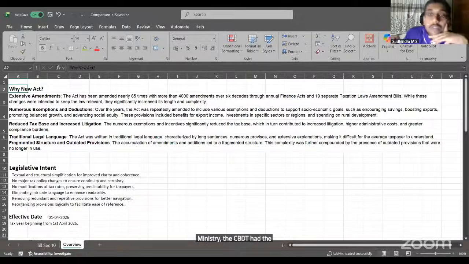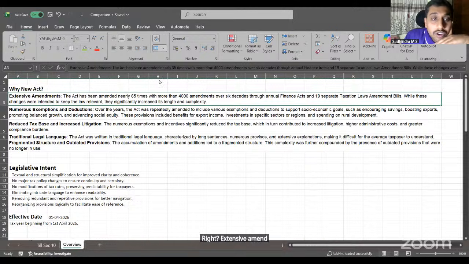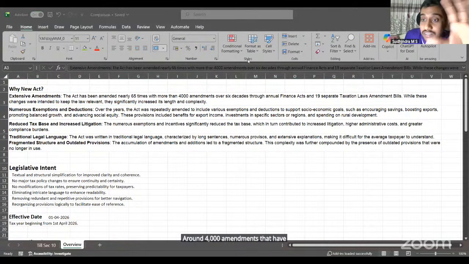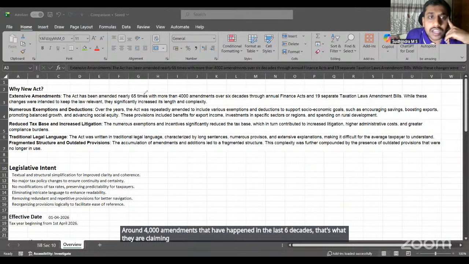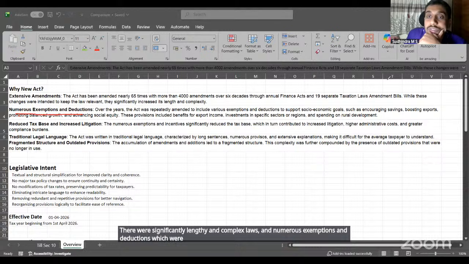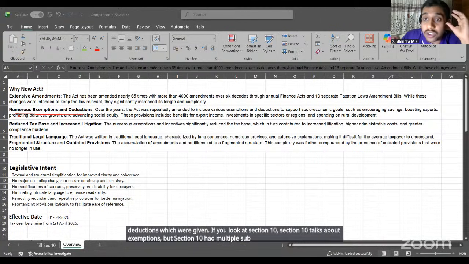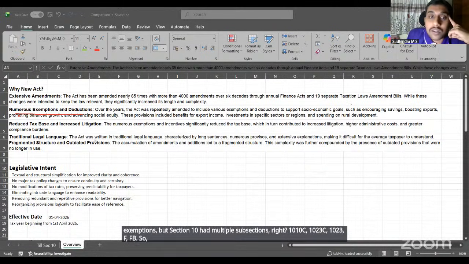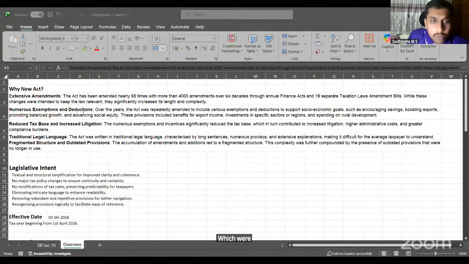Similarly, as the ministry, the CBDT, explained in the press release, there were extensive amendments, around 4,000 amendments in the last 6 decades. That's what they are claiming. Because of that, there were significantly lengthy and complex laws and numerous exemptions and deductions. Section 10 talks about exemptions, but it had multiple subsections: 10(10C), 10(23C), 10(23FB). These were confusing. So simplifying that aspect reduced the tax base and increased litigation.